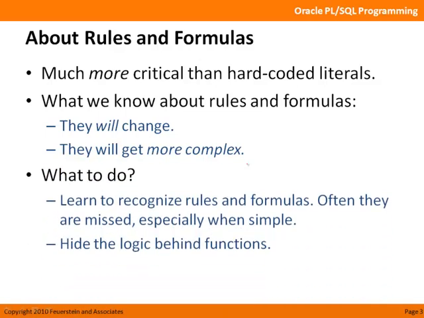So what do you need to do about this? Well, the first thing is to learn to recognize when you're writing a rule or a formula in your application code. You'd think that would be pretty obvious, but sometimes, especially when the rules are simple, we don't notice that we're doing it, and it creeps into our code incrementally. And then we end up with a problem because we can't even find all the places where those rules might occur. Once you recognize that you're doing it, the solution is pretty simple. Hide the logic behind functions. Don't expose it. Simply call a program that returns the result of applying the rule.